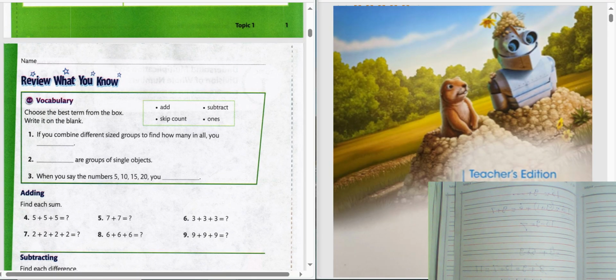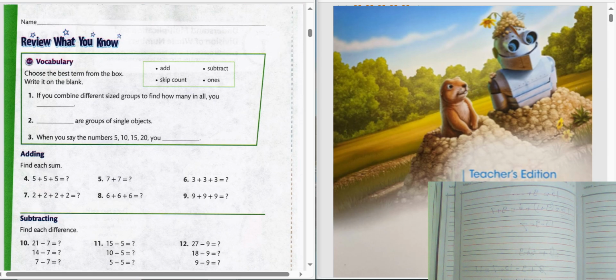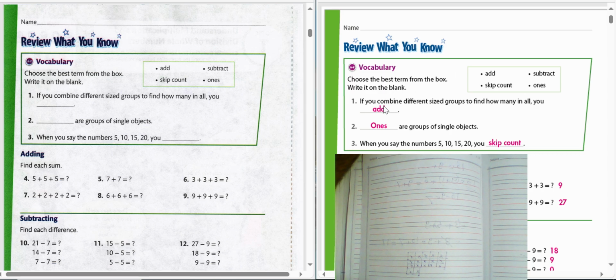Vocabulary: add, subtract, skip count, once. Choose the best term from the box and write it on the blank. If you combine different size groups to find how many in all, you must add. Write it here. Number 2, once are groups of single objects. We can write here once. When you say the numbers 5, 10, 15, 20, you call it skip count. Students, here is the answer on the right-hand side. We have add, once, skip count.